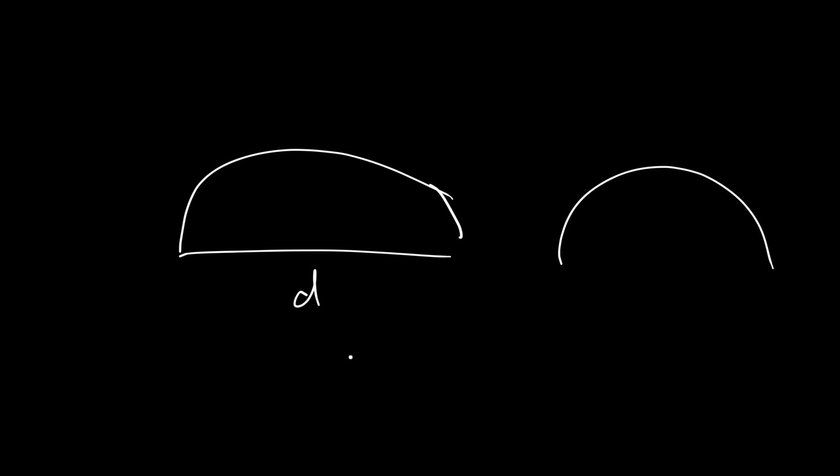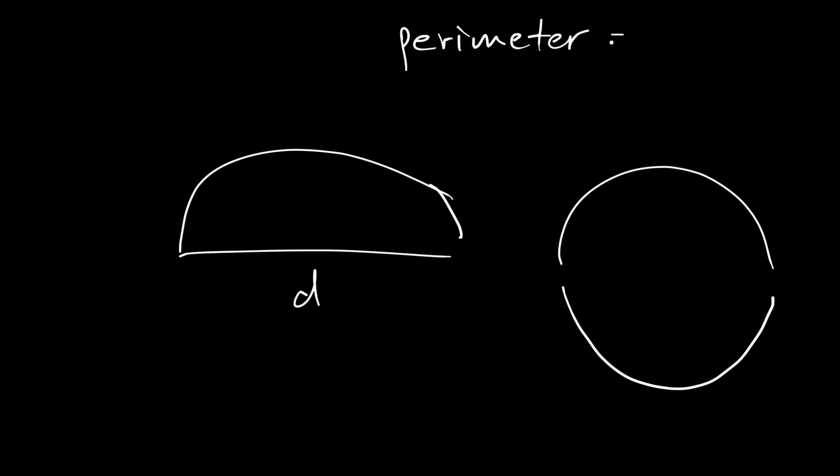So this is the diameter, right? And this is without the diameter, right? Full circle, you know how to find, right? Full circle perimeter, if you can still recall the formula, is 2 pi r. So if I ask you to find half of it, you just half the above.